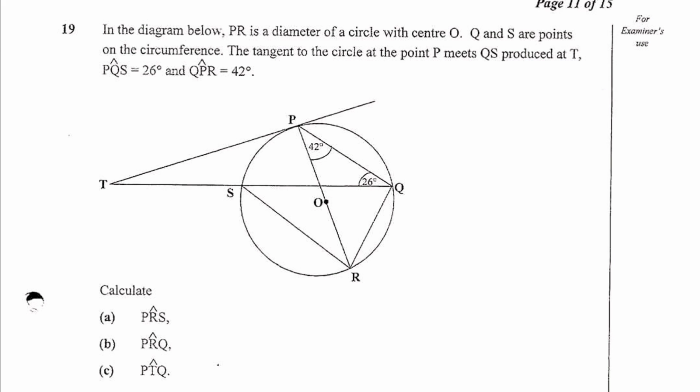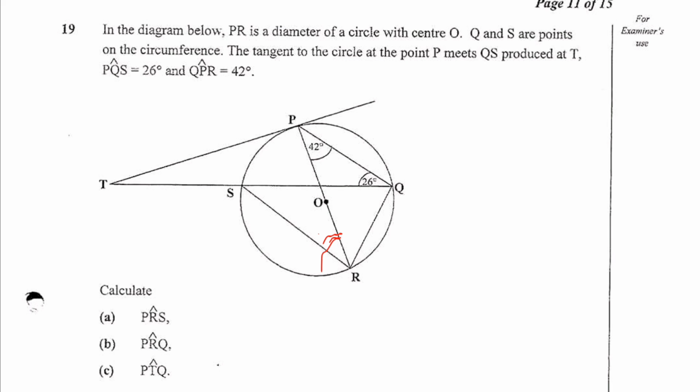The first question says calculate angle PRS. So they want this angle here. To find this angle is very simple, because we are going to use the property which states that angles in the same segment are equal.